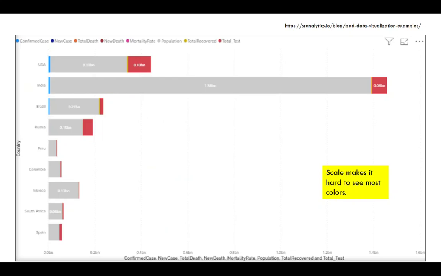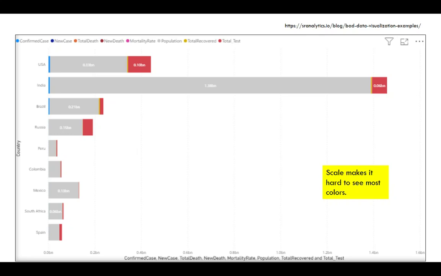Now, this is an interesting example. And the problem that we have here is purely one of scale. Initially, there's a second problem, but look at the scale that we have here. We've got this one entity for India that has this really long bar. And because everything else is so much smaller than India, we end up with these little bitty chunks of data being plotted. Now, we've got a legend here.